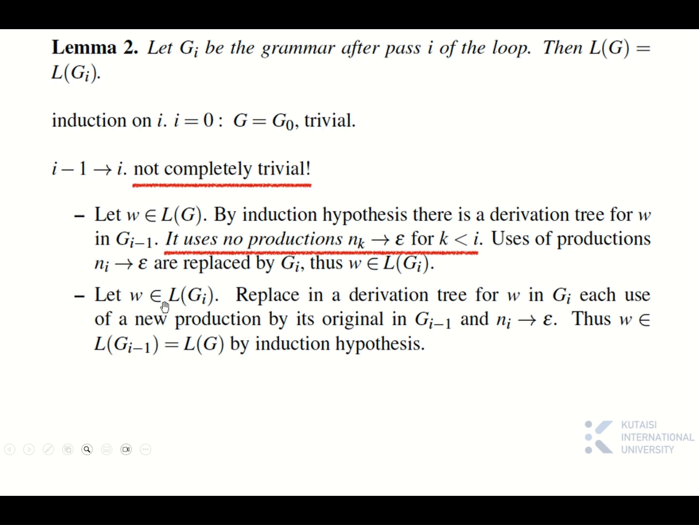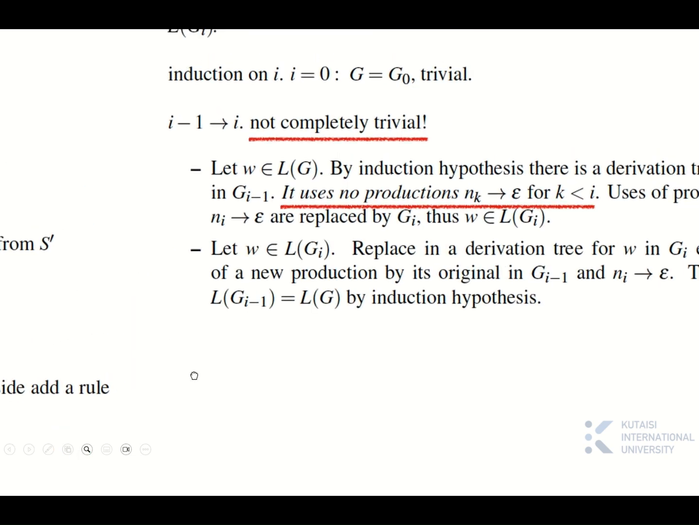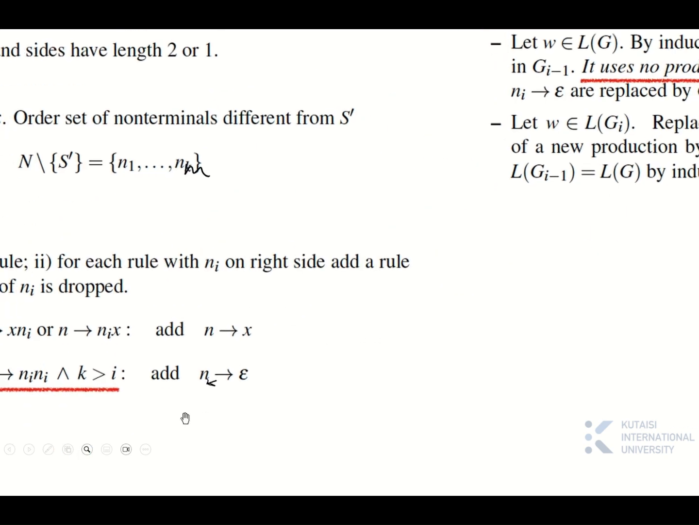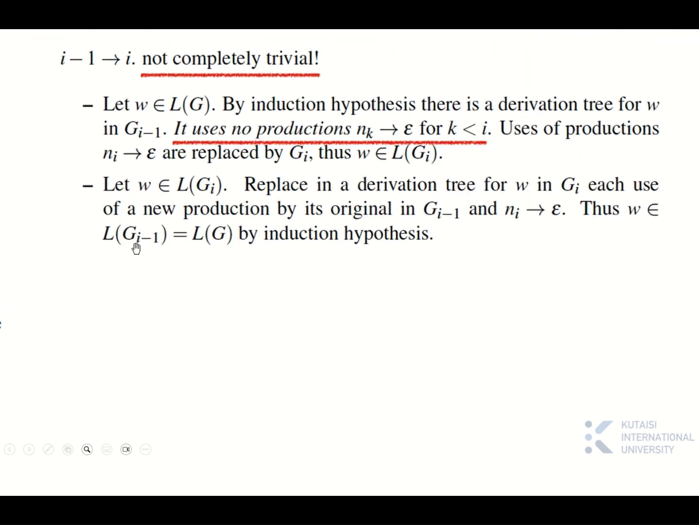If your word is in Lg minus Gi, how do I prove that it's Lg? So I replace, in a derivation tree of W in Gi, each use of the new production rule that I introduced, namely this one, by the original one that happened before. So I replace this guy by this guy. So I go back somehow. And W will be in Lgi-1, which is the same as Lg by induction hypothesis.